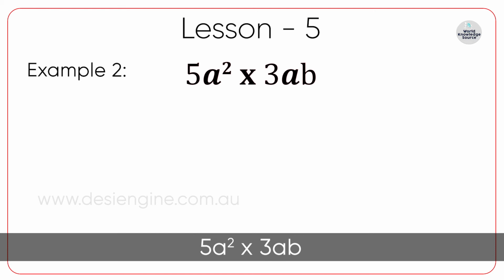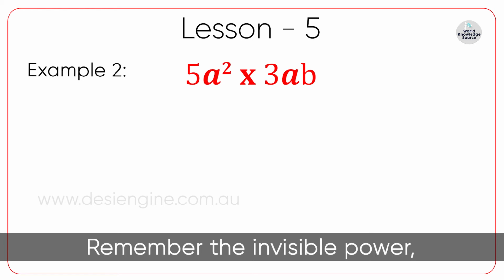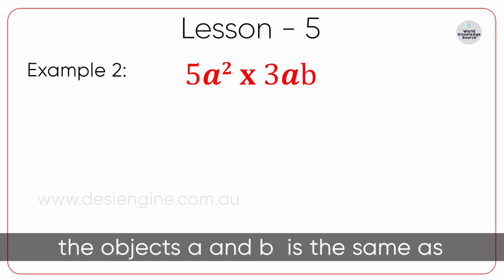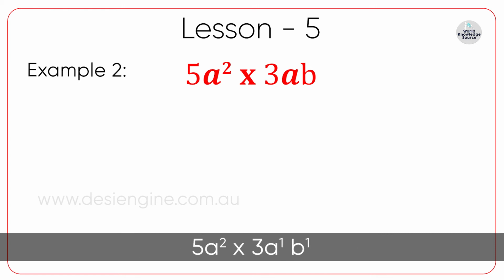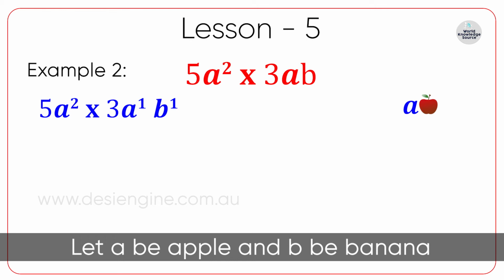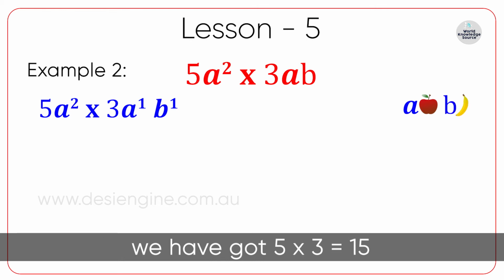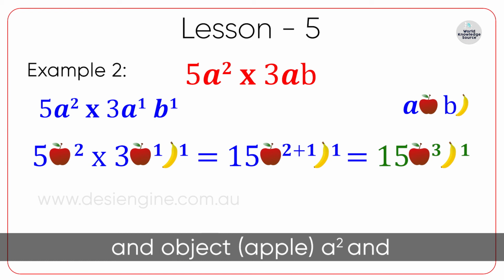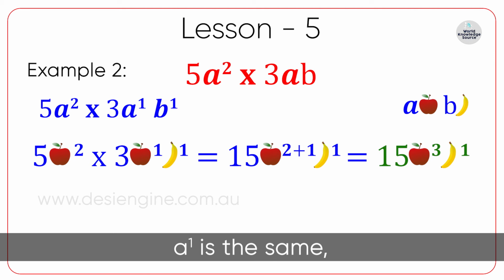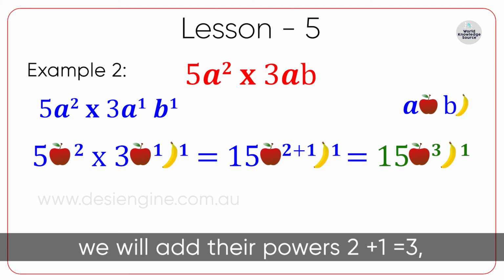Example 2. 5a power of 2 times 3ab. Remember the invisible power: the objects a and b are the same as a power of 1 and b power of 1. We could write it as 5a power of 2 times 3a power of 1, b power of 1. Let a be apple, and b be banana. We have 5 times 3 equals 15, and the object apple, a power of 2 and a power of 1, is the same, so we will add their powers, 2 plus 1 equals 3.